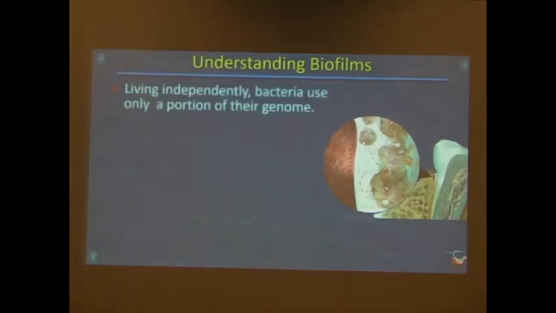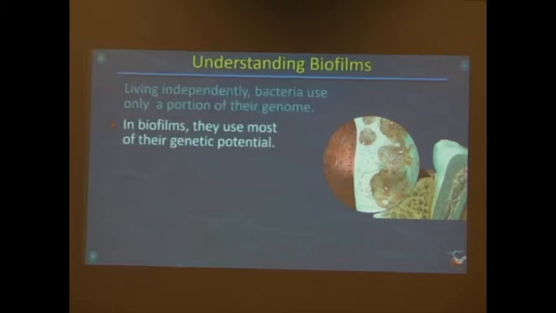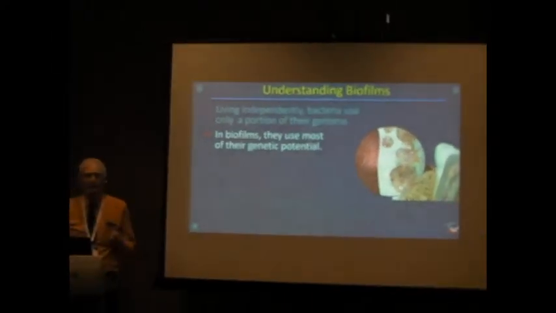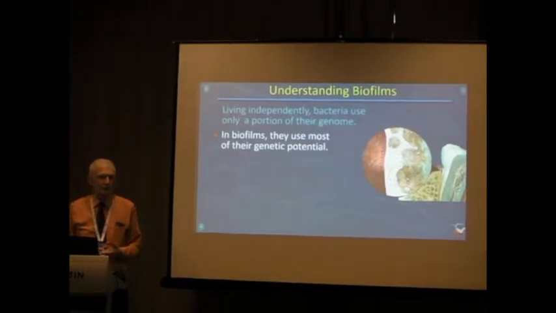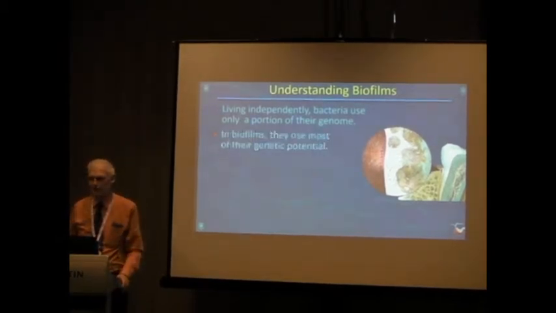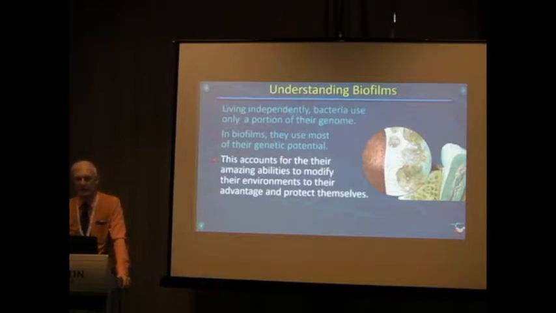So, what are biofilms? These are formerly independently living bacteria that coaggregate together, form cooperative communities, and alter their gene expression when they're in these communities to activate functions that are possible in a community that are not possible as individuals. So they're much more effective as organisms in their growth patterns and ability to infect sites as biofilms than as planktonic organisms, which are what we call singletons. In biofilms, they use most of their genetic potential. As singletons, very little of their genetic potential. And this accounts for their amazing ability to change their environments to their advantage and to avoid detection and destruction by our own immune systems.